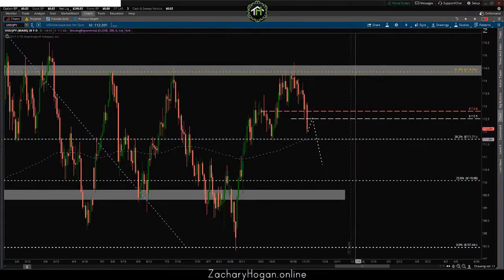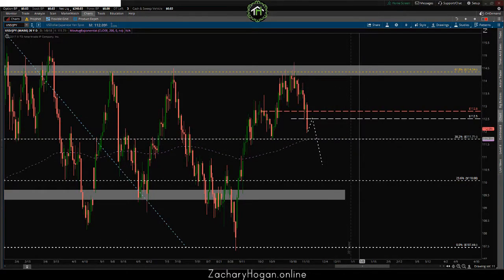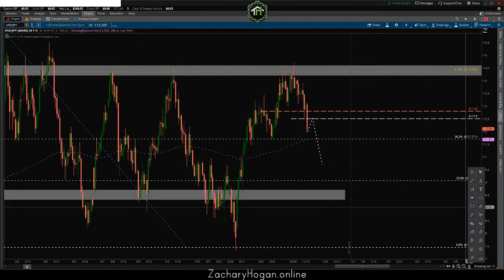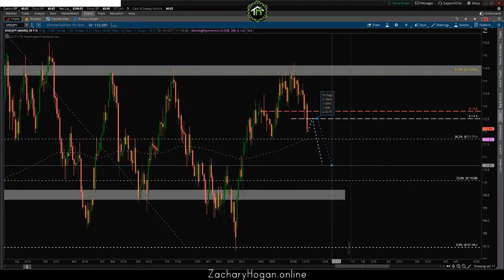The first level being this whole 38.2 area, it's about 80 pips to the downside from our entry. We'll go ahead, we'll put on our measurement tool. So first target, about 80 pips away, 111.7. Second target, really anywhere in here around that 110.6 price. So we're talking at that point anywhere from 180 to 200 pips as a second target.